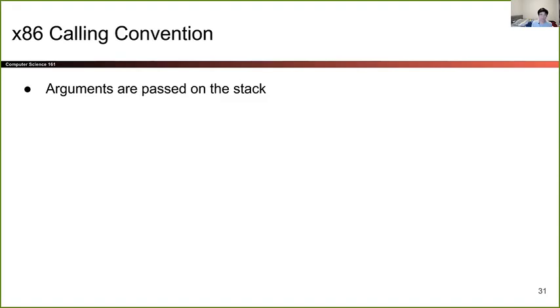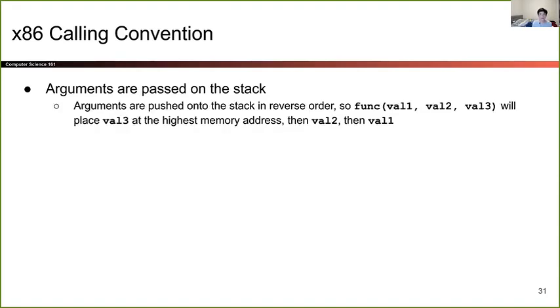All right, so first, arguments. Arguments are passed on the stack. Arguments are going to be pushed onto the stack in reverse order. So if I'm calling the func function and I'm passing it 3 values, val1, val2, val3, I'm going to push val3, then push val2, then push val1.